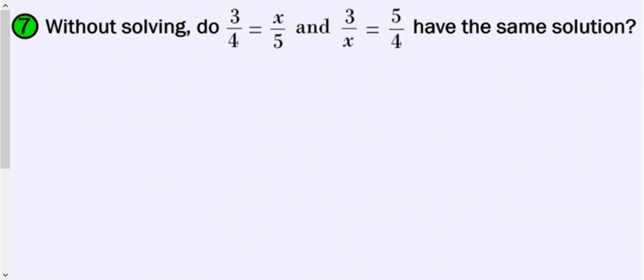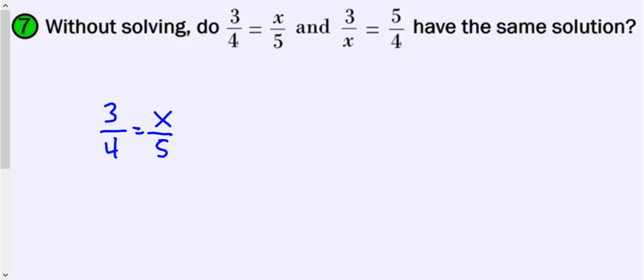All right, then we got one last question that we need to solve. Number 7 says, without solving, do 3 over 4 equals x over 5, and 3 over x equals 4 over 5 have the same solution. So the question is really asking, are these proportions the same? And remember, at the beginning of this video, we talked about creating a proportion using columns or rows. So this first proportion, we have 3 over 4 equals x over 5.